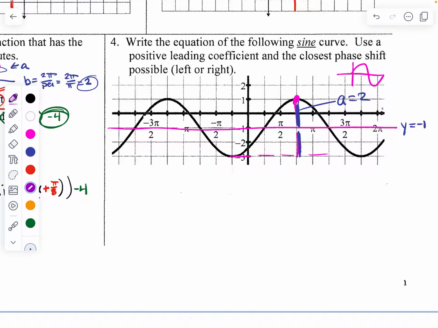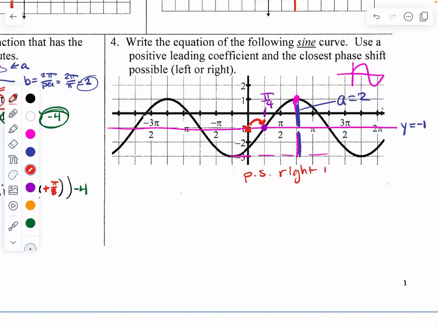But here we see this horizontal shift. We see that everything, instead of starting at 0, 0, it started at pi over 4. So again, instead of starting here, it started at pi over 4 to the right. So there's a phase shift going to the right of pi over 4. So we'll deal with that as our C value. And then lastly, this is our midline. So let's go ahead and graph or sketch this out, write our equation.